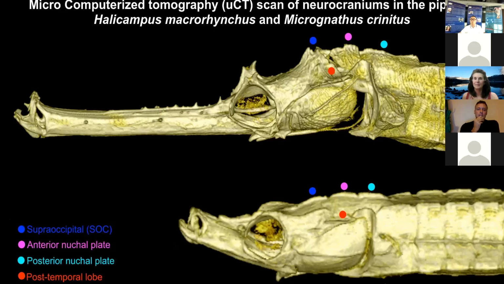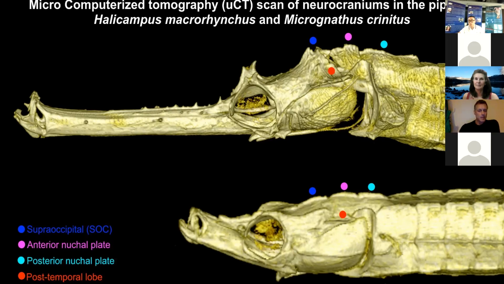So this is a beautiful scan of a lateral view of Helicampus macrorhynchus on top. And I've indicated each neurocranial bone, the SOC, the nuchal plates, and the post-temporal lobe. You compare to a typical pipefish below, which is Micrognathus crinitus. The bones in Helicampus macrorhynchus, the SOC and anterior nuchal plate, the blue and purple dot, you can see that the two bones are upright and at an angle, and they're practically leaning on top of each other, forming a gap in between those two bones.